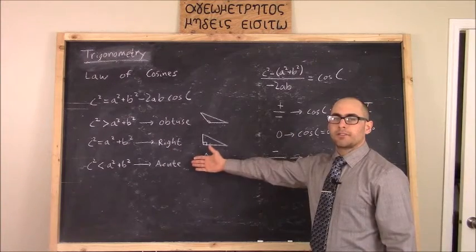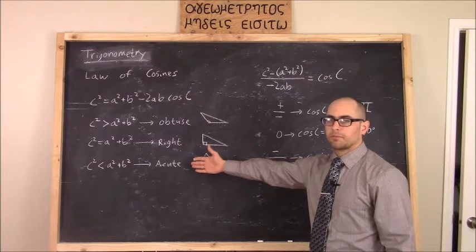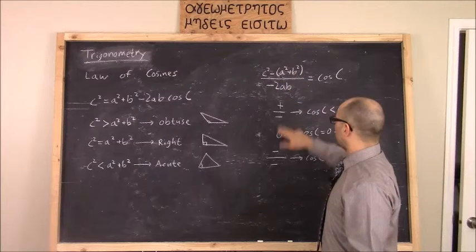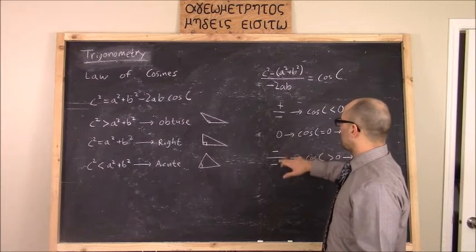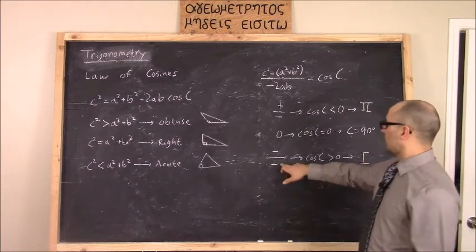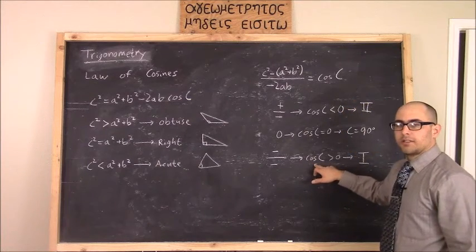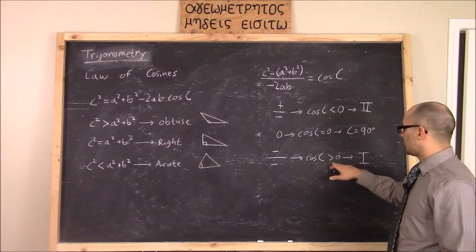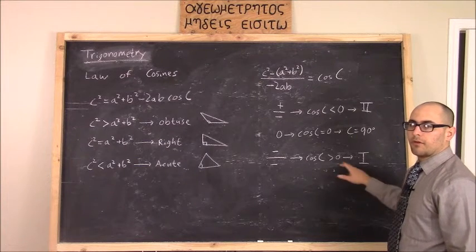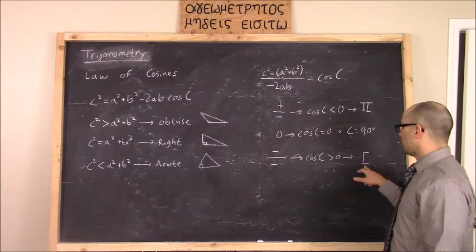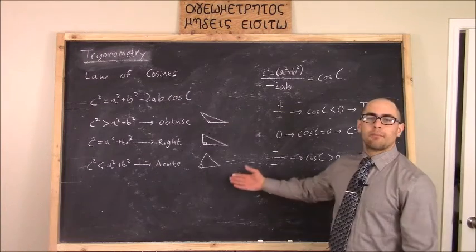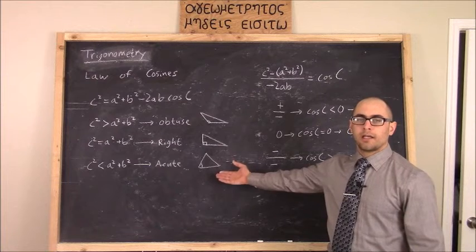And lastly, if c squared is less than a squared plus b squared, a smaller number minus a bigger number is going to be negative. The denominator is always negative. Negative over negative is a positive, meaning cosine c is also positive, greater than 0. Positive values of cosine fall in the first quadrant, where angles are between 0 and 90 degrees, making them, by definition, acute angles.